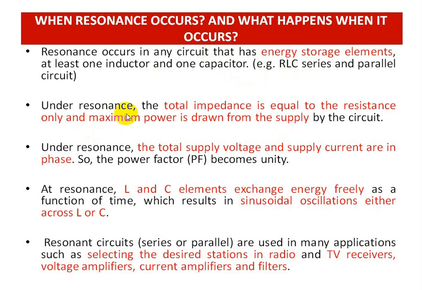Under resonance, the total impedance will be equal to the resistance of the circuit, and the maximum power is drawn from the supply. Under resonance, the supply voltage and supply current are in phase. That is, the power factor is unity. So the phase angle between voltage and current is zero.